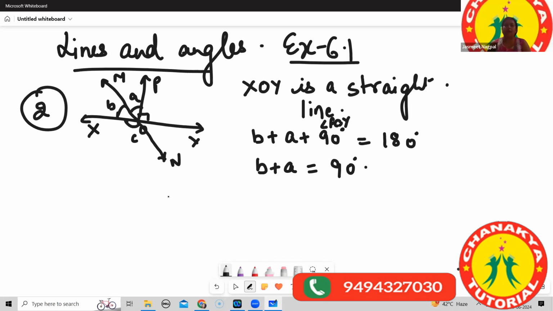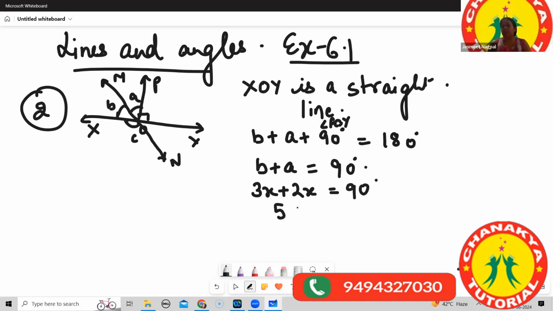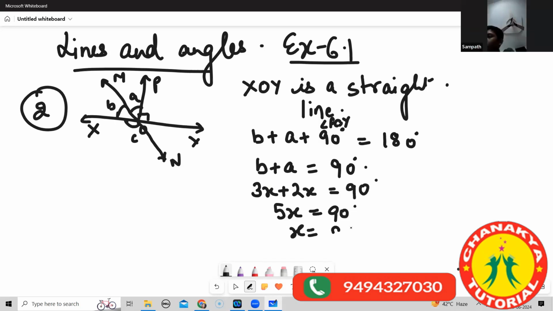So, can we do like that? Because these two are in the ratio. So the ratio of B is 3 and the ratio of A is 2. So we will assume that it is X, then 5X. Then what is the value of X? Ma'am, 18.